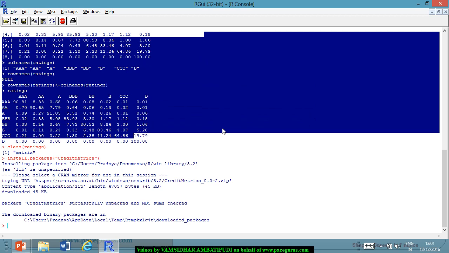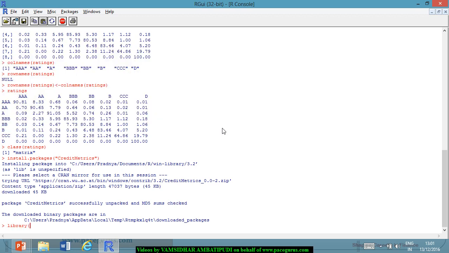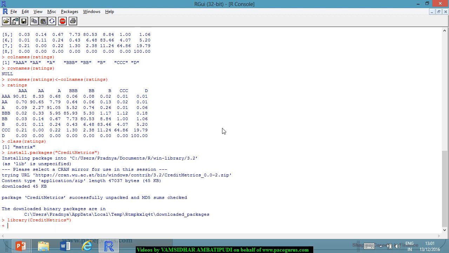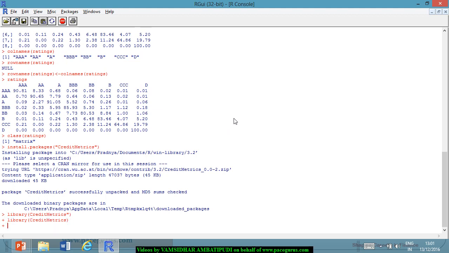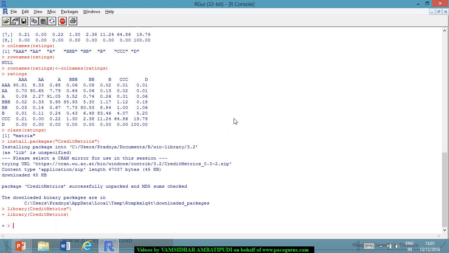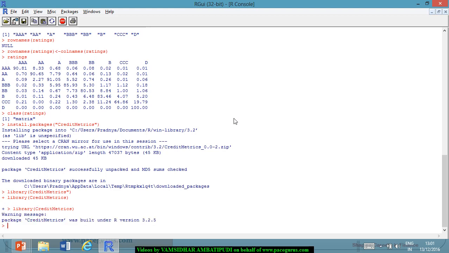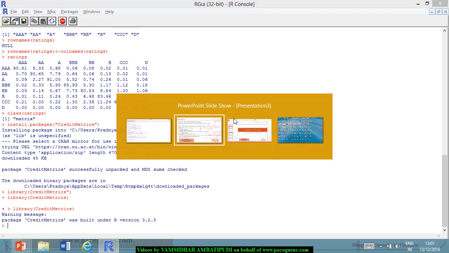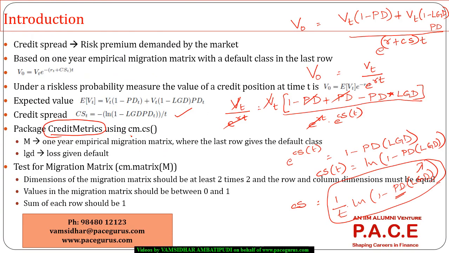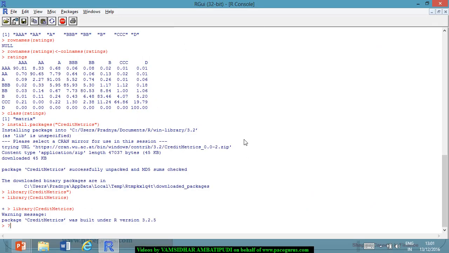Okay, the package is installed, so let's load that package as well. The package is loaded. Once the package is loaded, I would be using this function called cm.cs. So let's see what it contains. cm.cs.